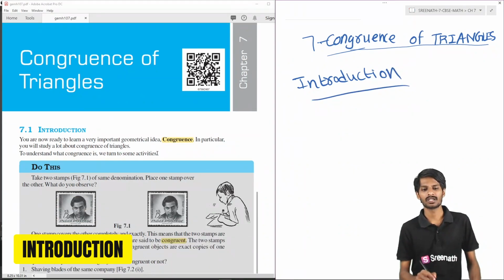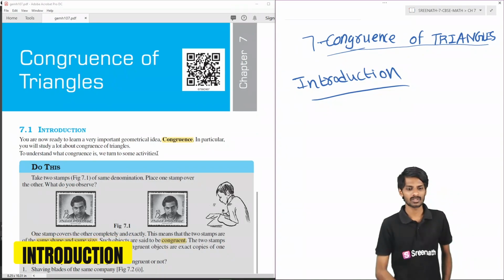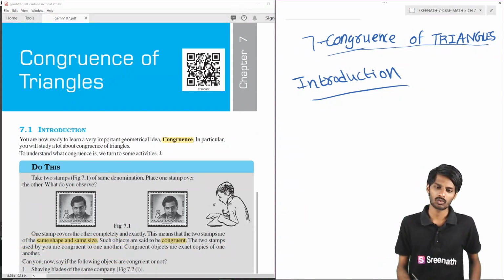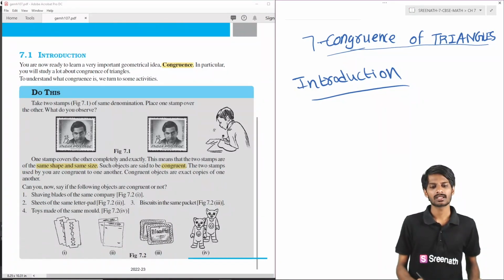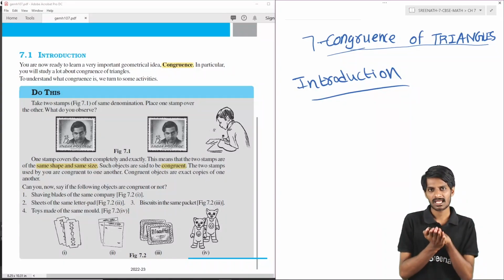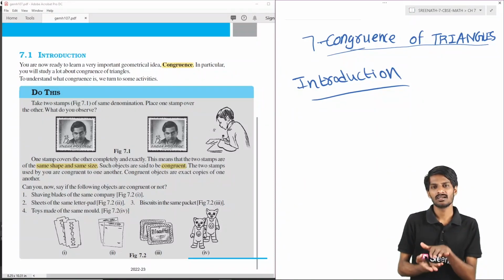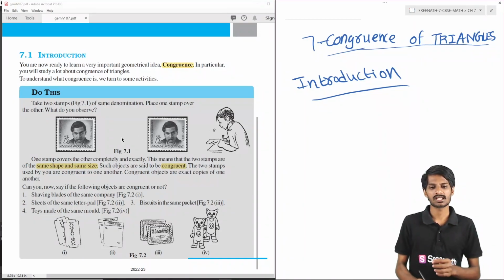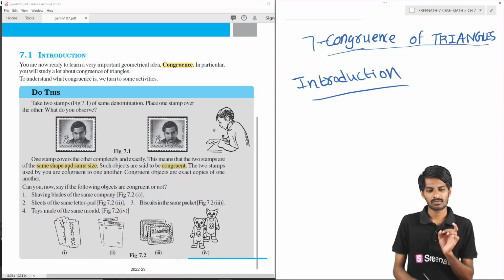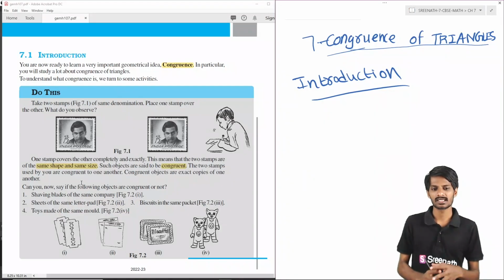So what is meant by congruence? Okay, students. Before we study the congruence of triangles, we have to know the meaning of the word congruence. For that, take two identical stamps of the same denomination and place one stamp over the other. What will you observe? The stamp which you placed on the upper side will cover the downside stamp, and both stamps have the same size and same shape. In that case, we say that both the objects are congruent.